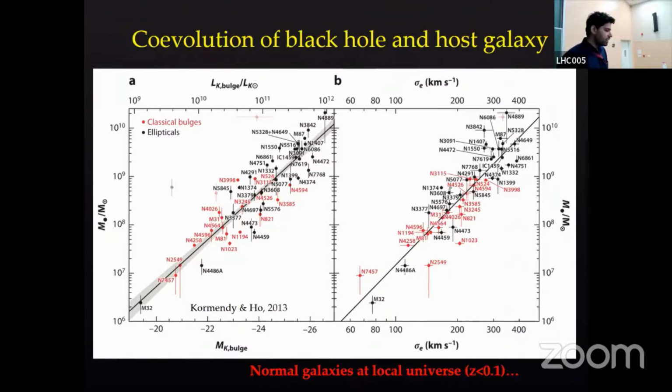This correlation is valid for, let's say, 5 orders of magnitude in black hole mass, and it's very, very strong. It's true for classical bulges as well as elliptical galaxies. The correlation between black hole mass and stellar velocity dispersion, on the right panel, is much stronger. These masses are measured dynamically, and because they are normal galaxies, we can easily resolve them, and they are very local in the local universe.